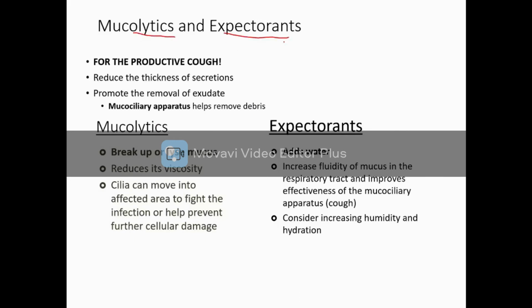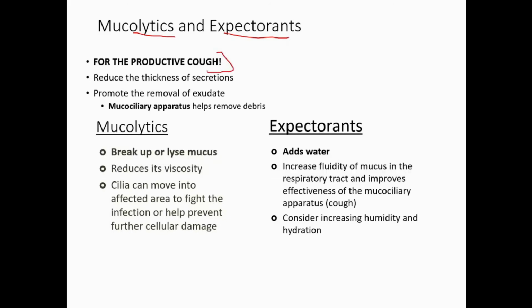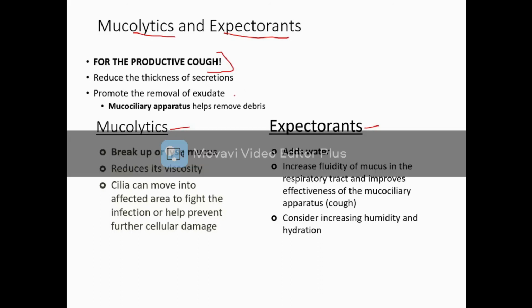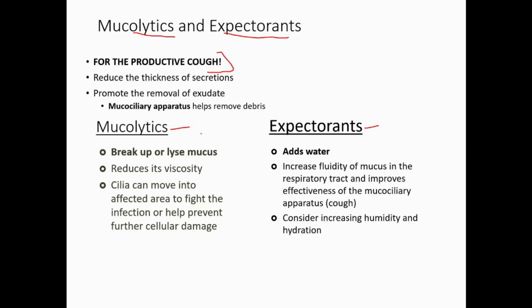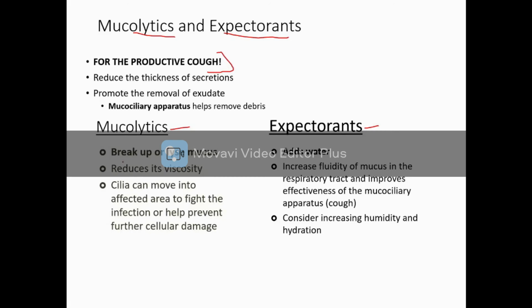Mucolytics and expectorants. If we have an animal that is producing stuff when they cough, so they cough something up and they may swallow it down, or you'll see it on the floor, we want to use these drugs to reduce the thickness of the secretion so that they can come up more easily. We have a normal mucociliary apparatus in our respiratory tract that grabs hold of things and brings it out of our system when we cough or when we sneeze. We need that to be working, and in order for that to work, we need to make sure that we can get things out. Mucolytics and expectorants are different.